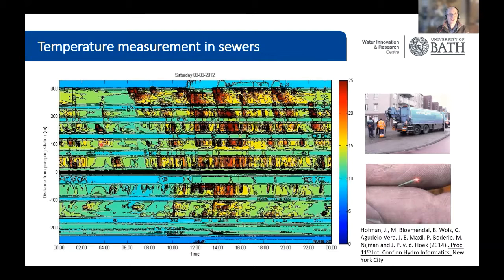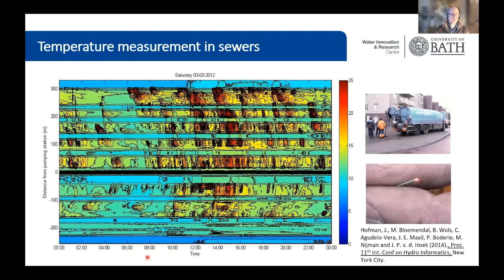And what you see here is that there is a very dynamic pattern. The color indicates the temperature, and all of these different red colors here are discharges of warm water of around 25 or even above 25 degrees from the houses during the night.